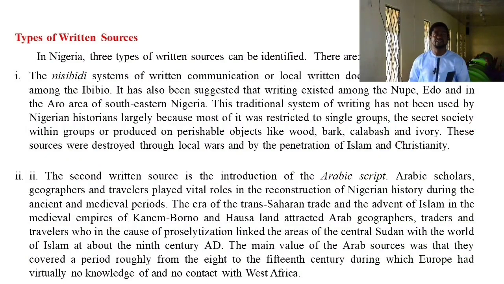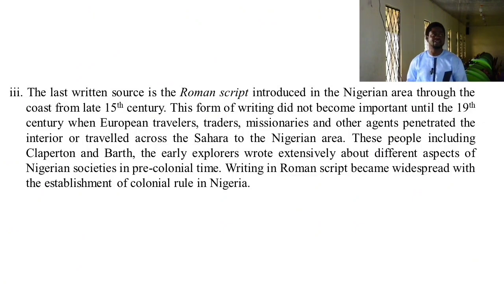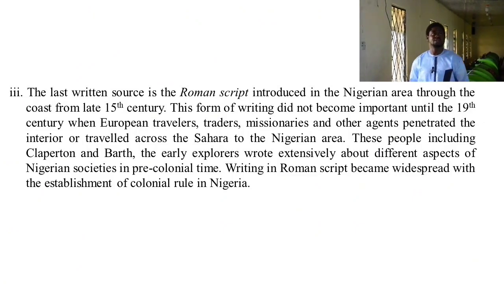The second written source is what we call the Arabic script. The Arabic scholars, geographers, and travelers that came to the Nigerian area before the Europeans came recorded most of the activities they had in the Nigerian area via the Arabic script. The third one is the Romanic script, which was introduced in the Nigerian area through the coast from the late 15th century. This form of writing did not become important until the 19th century, when European travelers, traders, missionaries, and other agents penetrated the interior or traveled across the Sahara to the Nigerian areas.